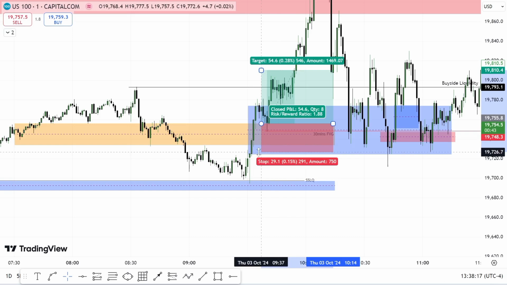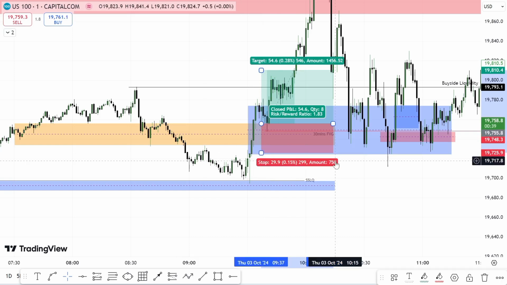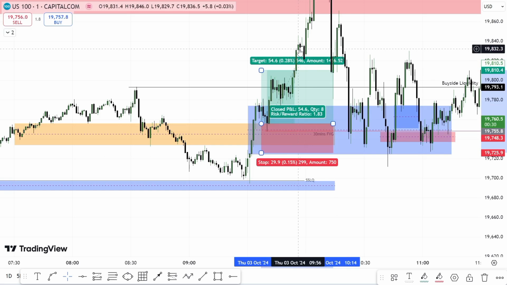And it's just in our time window, the 9 a.m. to the 10 a.m. By 10 a.m. I was already out, and 10 a.m. should be this candle here. Before this, I was already out.